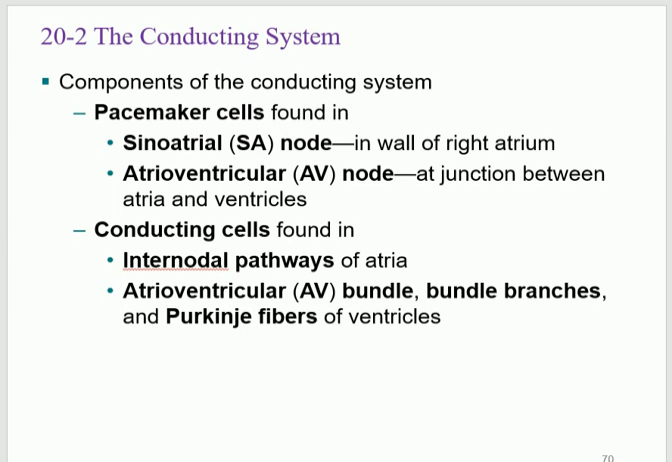That's just conduction. The first one is called the internodal pathway, and I mentioned inter several times, which means between. Internodal means between the nodes. How many nodes? We got two nodes, right? SA node and AV node. So the first one is in between those two, the internodal pathway. So it's in between the two nodes.